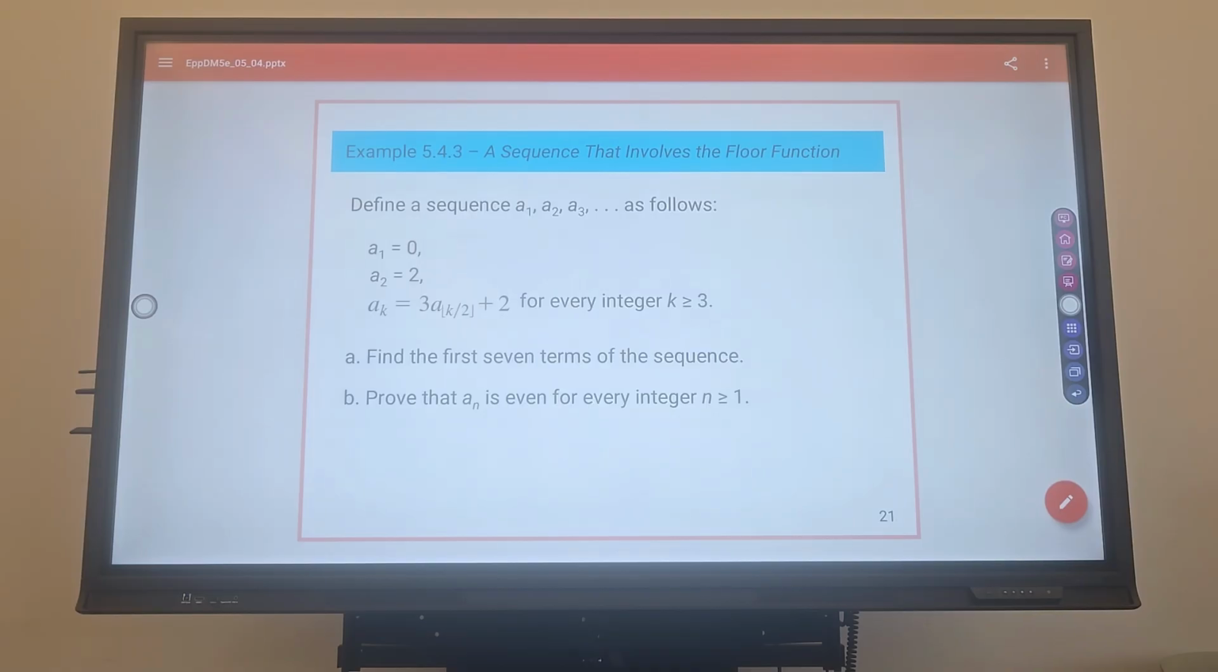Another sequence. This one's using the floor function. a sub k equals 3 times a sub floor of k over 2, plus 2. Prove that a sub n is even for every integer n greater than or equal to 1.